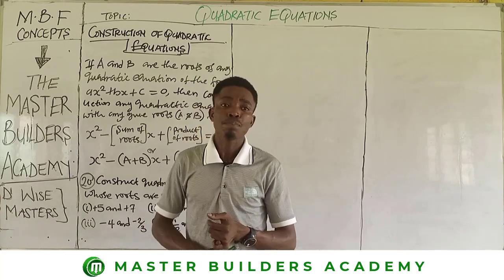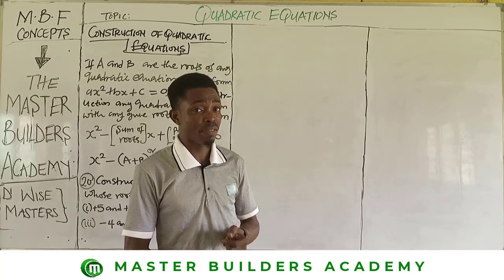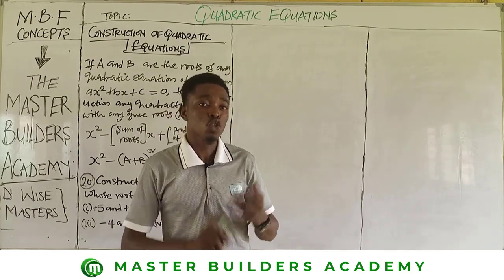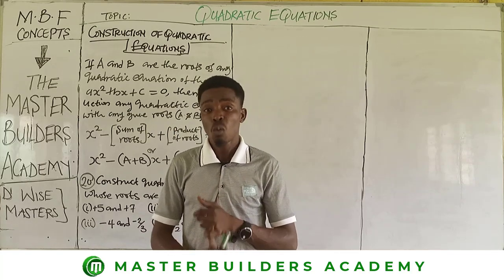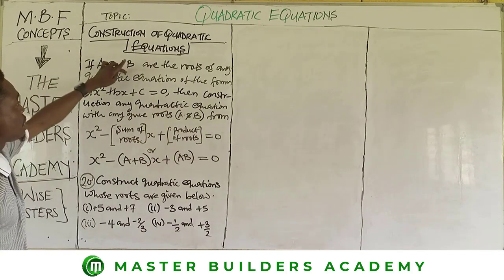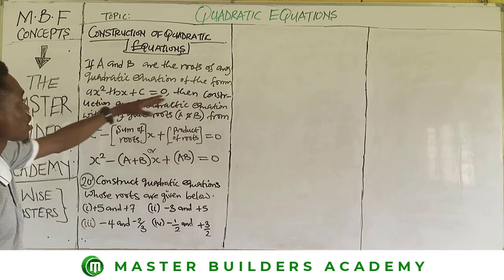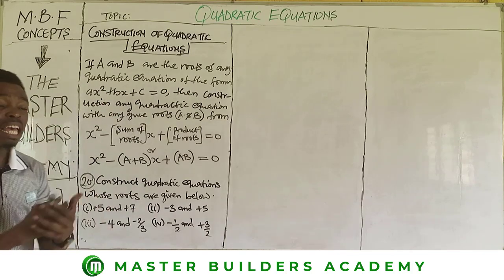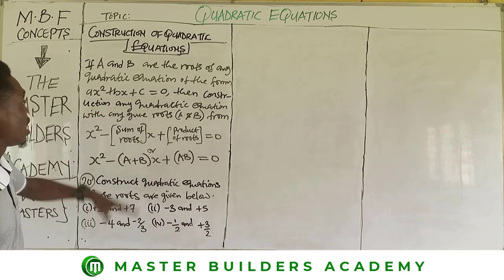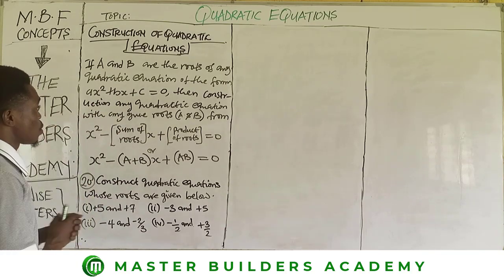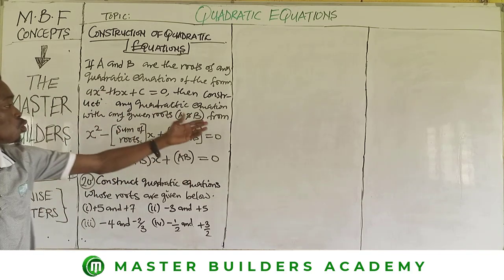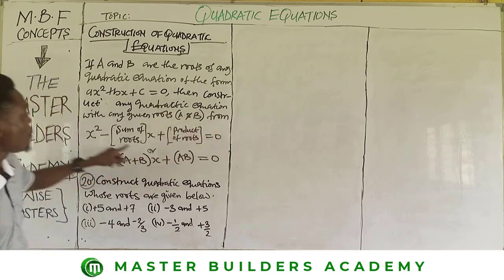And on the other hand, the roots of any quadratic equation can be given to you, and you are asked to give or derive the quadratic equation whose roots are given. And that is exactly what we are up to in this class. Now, when you look at the board, we said if A and B are the roots of any quadratic equation of the form ax² + bx + c = 0, of course, you know that every quadratic equation has to come in this format, equated to 0. Construct the quadratic equation with the given roots A and B from this method.